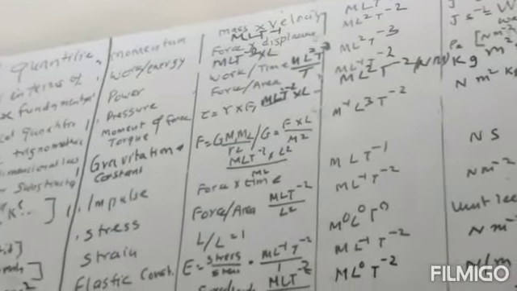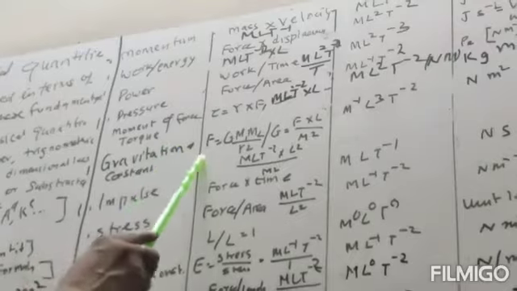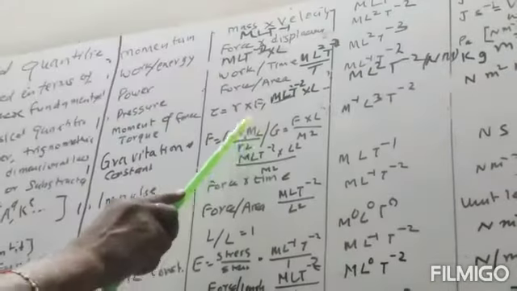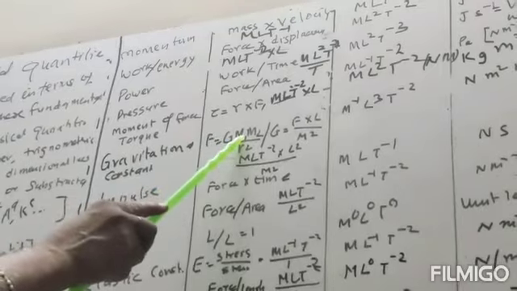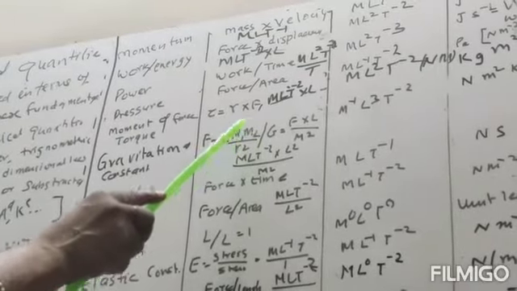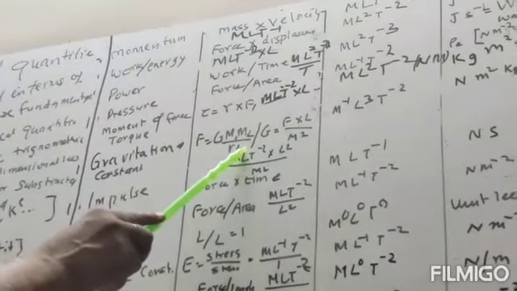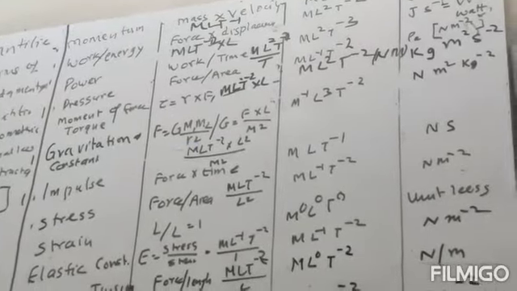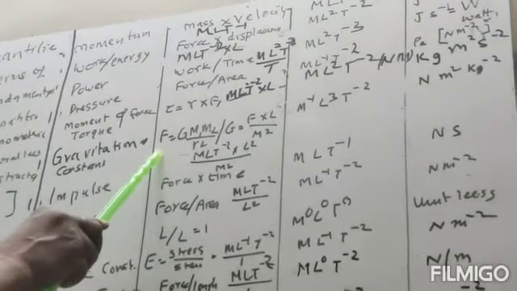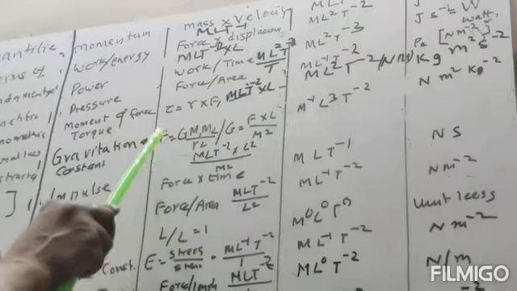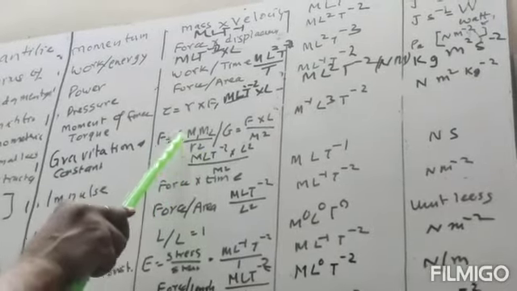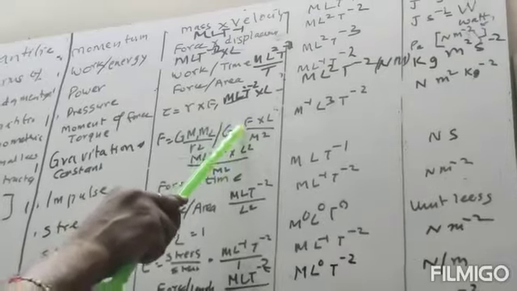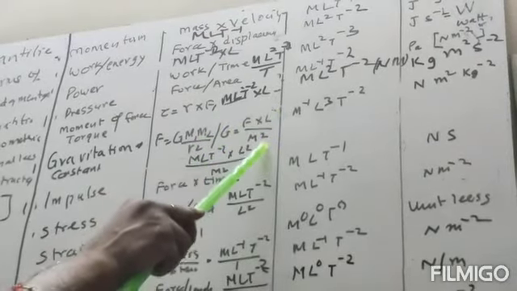Now gravitational constant. Gravitational force F is equal to G m1 m2 by r square, where m1 is the mass of one body, m2 is the mass of the second body, and distance between these two is r. So the gravitational force F, which was given by Newton, is equal to G m1 m2 by r square. So capital G will be equal to F multiplied by r square divided by m square.